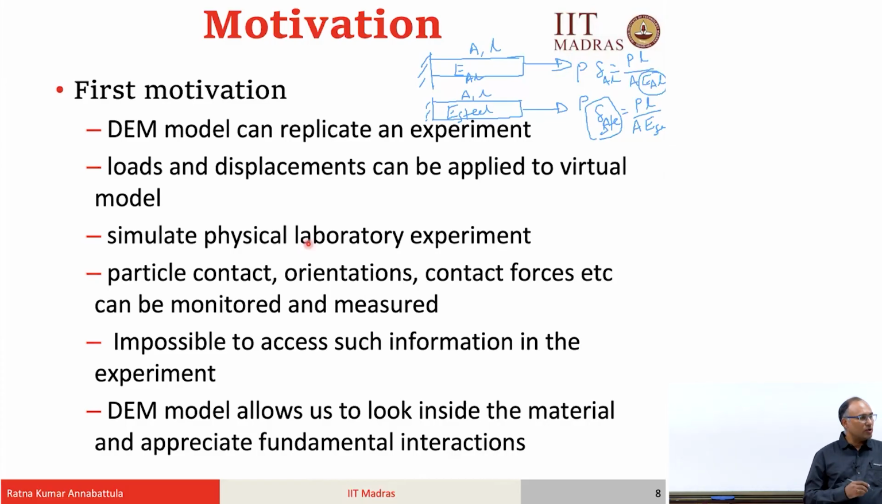So, what is the constitutive relation? Here the constitutive relation relates, for example, delta by L, which is strain, and that is equal to P by A times 1 by E, and P by A is your stress. So, strain equals sigma by E, or sigma is equal to E times epsilon, right. How your strain, a kinematic quantity, is related to your stress is connected through this elastic modulus E. As long as the material is linear elastic, you will have a single elastic modulus.